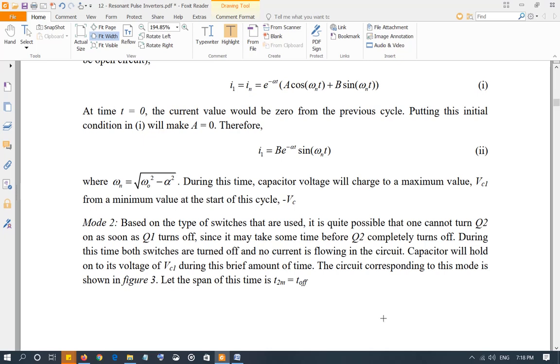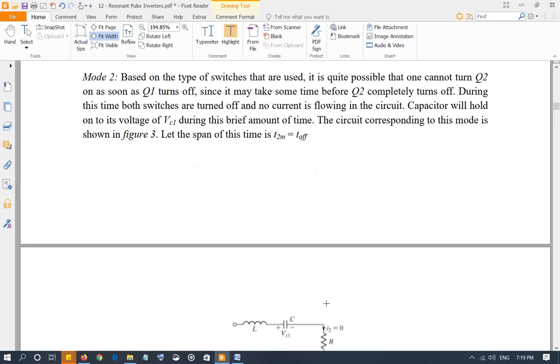When both the switches are off, we call it the dead zone, and the dead zone depends upon the turn off time of switch number 1 and switch number 2. If the turn off time of switch number 1 is some microseconds or nanoseconds, then we will have to wait for that time. At the least, it is the time it takes for the switch to turn off, and to be on the safer side, we will wait perhaps a few microseconds more and then turn the switch on. That time, when everything is off, is called the dead zone. There is nothing at the output, and during that time the capacitor is going to hold on to its maximum voltage VC1. It's not going to let it go, because there is no other component through which the capacitor can discharge.